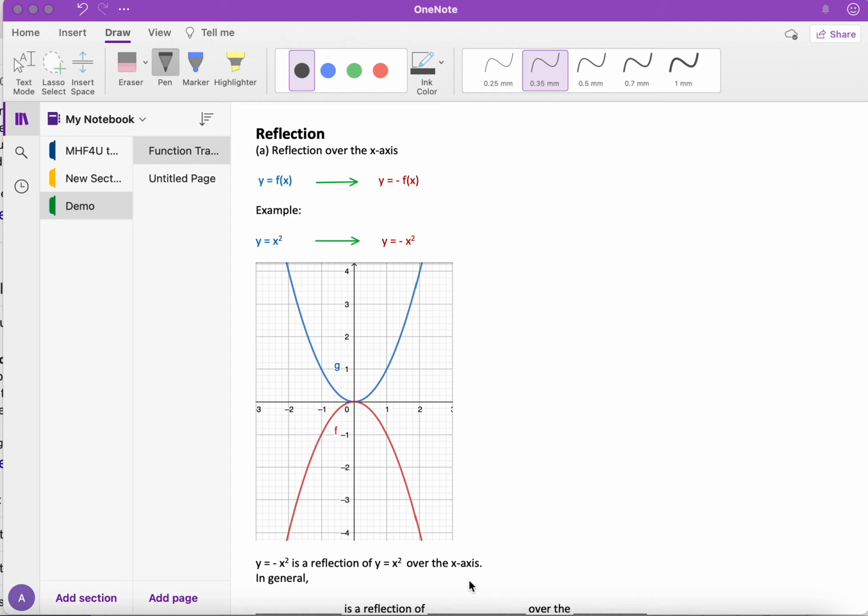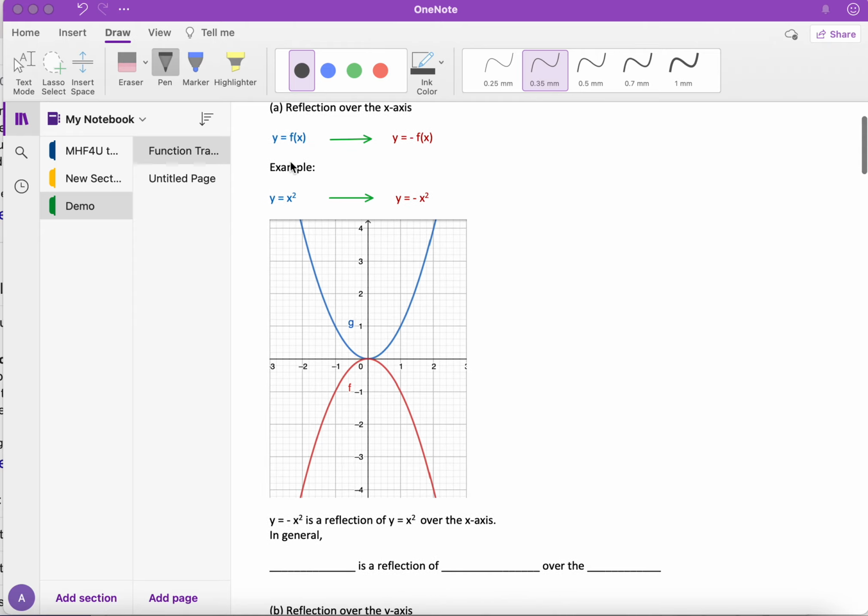For reflection over the x-axis, we look at an original function y equals f(x), and the new function y equals negative f(x). We say that the new function is actually a reflection over the x-axis of y equals f(x).